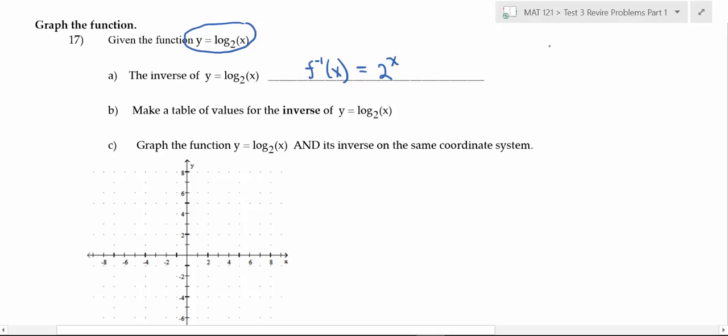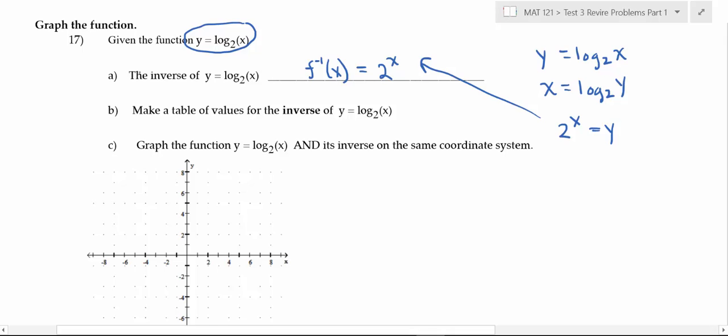Now, you could also do this if you happen to forget this. What you do is what you do on inverses anyway. You could switch the variables and get x equals log base 2 of y. Then you could write this in exponential form. So you say 2 to the x is equal to y. And that's what you get. So it's very easy to do that.